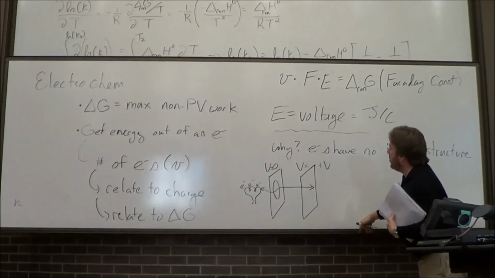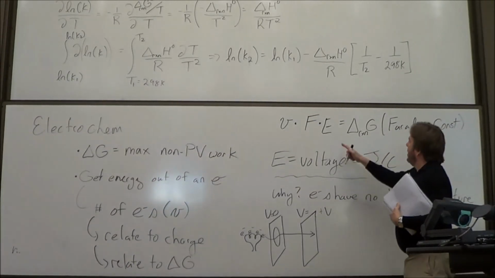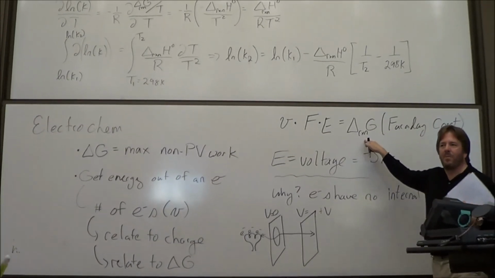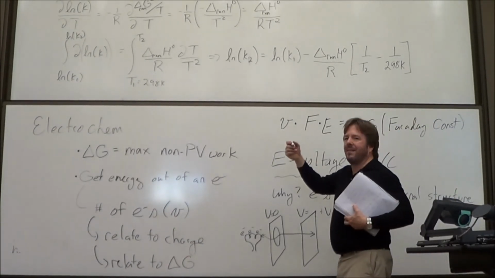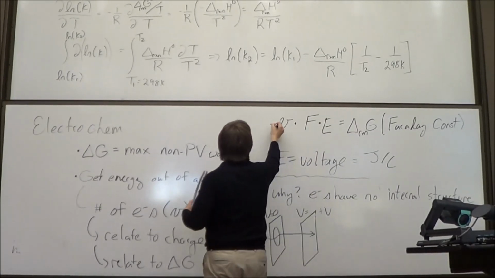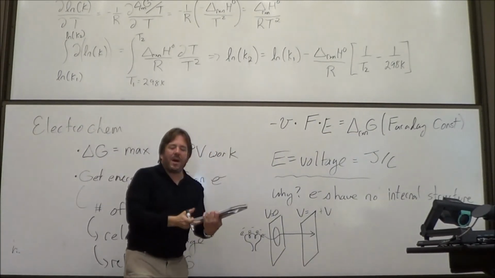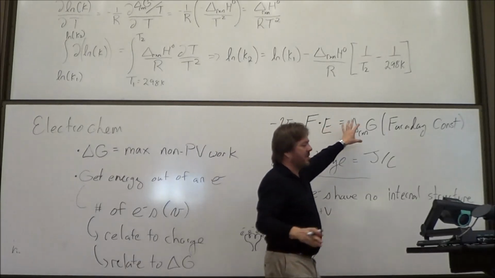But the last thing I want to point out is that this is called the Nernst Equation, but because people used to think that electrons were positively charged, there's a minus sign. Anyway, next time I'm going to go over more about the Nernst Equation.